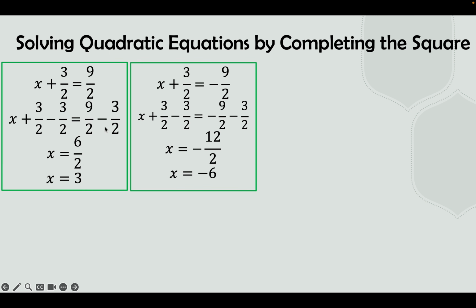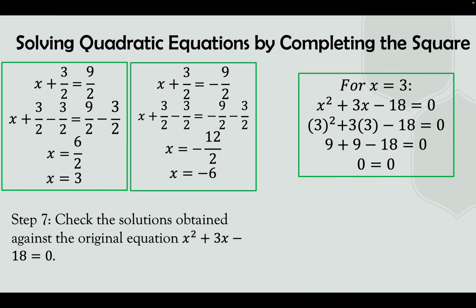And then we have x + 3/2 = -9/2. So subtract both sides by 3/2. So we have x = (-9 - 3)/2. We have -12 over 2, so -12 over 2 is -6. Now check the solutions obtained against the original equation. We just need to substitute the given x sub 1 and x sub 2 into the original equation.